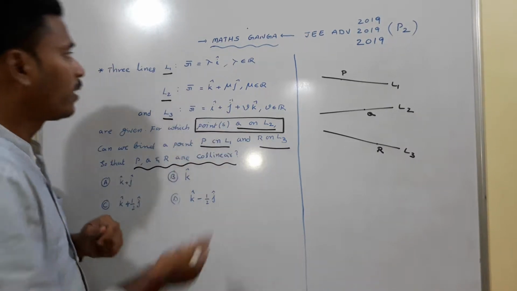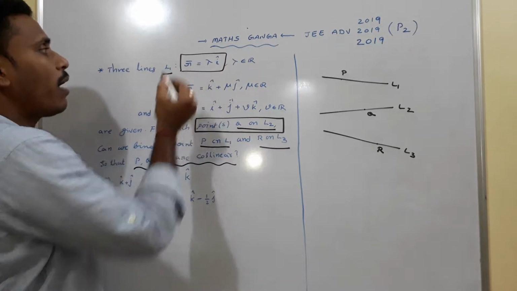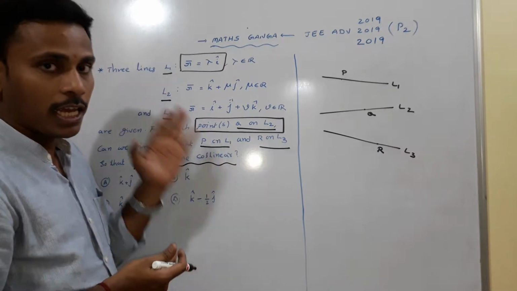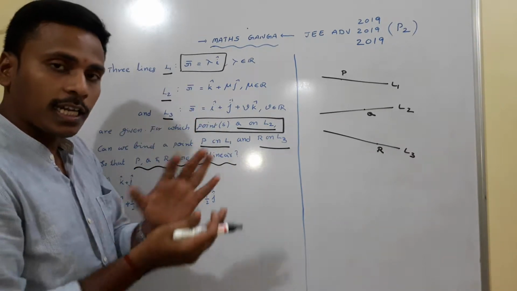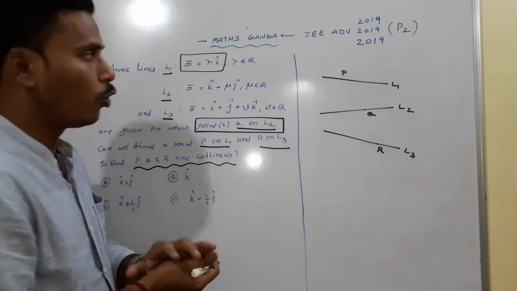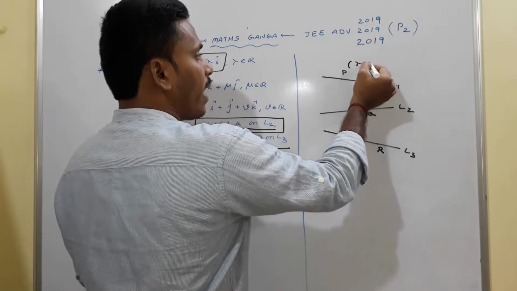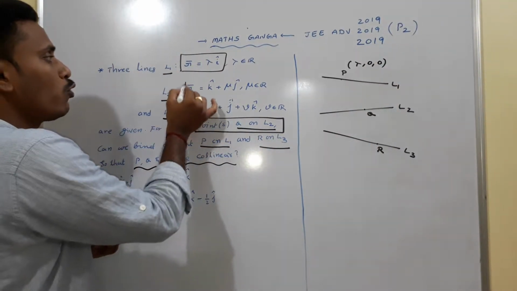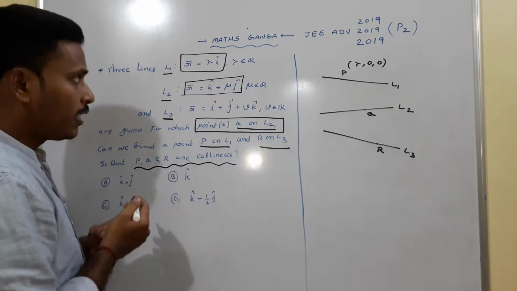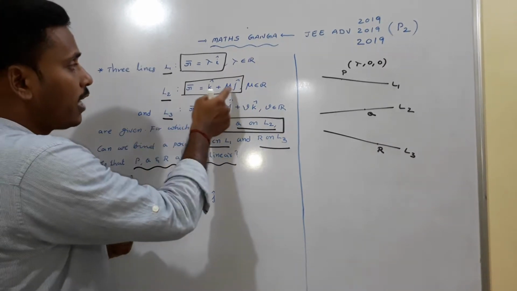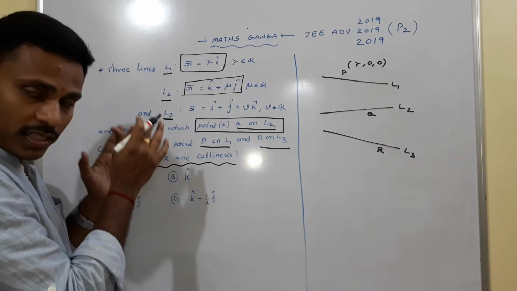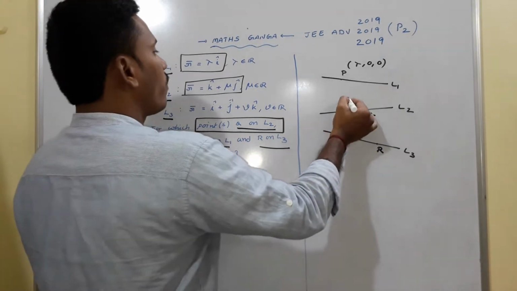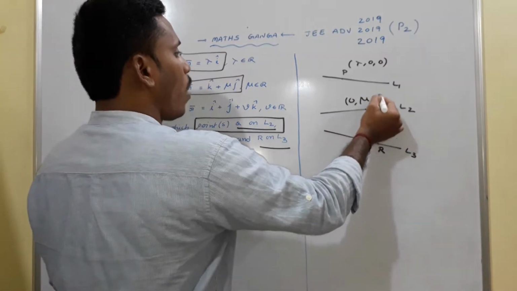Line 1 is given in vector notation as r bar equals lambda i. If r bar is xi plus yj plus zk and you equate it to lambda i, the j and k components are 0, so the general point P on L1 is (lambda, 0, 0). In the same manner, for line 2 the i component is 0, the j component is mu and the k component is 1. So the general point Q on L2 is of the format (0, mu, 1).